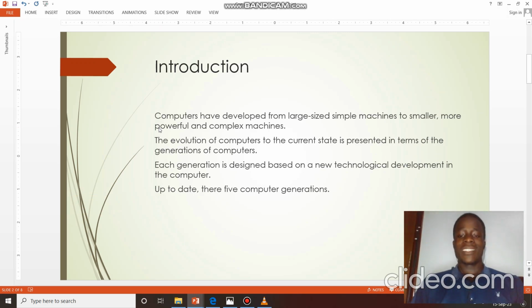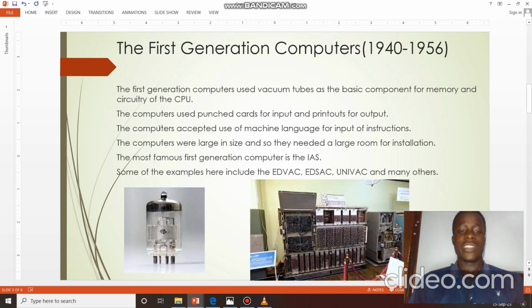Computers have developed from large, simple machines into smaller, more powerful, and complex machines. The evolution of computers to their current state is presented in terms of generations of computers. Each generation is designed based on a new technological development. Up to date, there are five computer generations. Let's start with the first generation of computers.